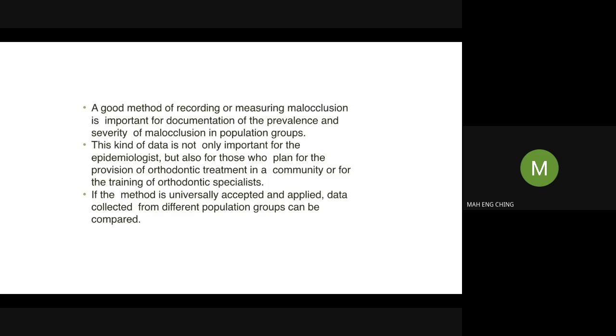So let's say I know that in Selangor there are so many patients with Class 2 Division 1, then maybe I train more orthodontists or dentists that do functional appliances, or maybe we'll allocate more money to Selangor rather than other states. So with a universally accepted and applied method, data collected from different population groups can be compared. So I can compare Malaysia and the UK, or we can compare Malaysia and Singapore, using the same data, the same method or index. The data collected we can compare.